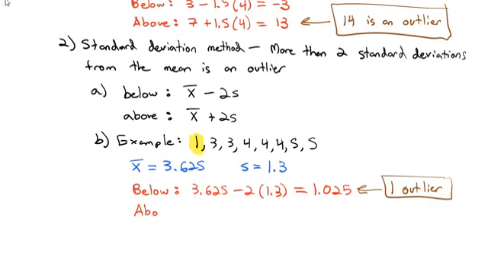We also have to check above. So we'll do the 3.625 plus 2 standard deviations, or 2 times 1.3, which gives us 6.225. Nothing above 6.225, so the only outlier we have here is the number 1.